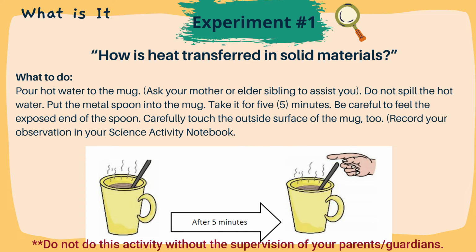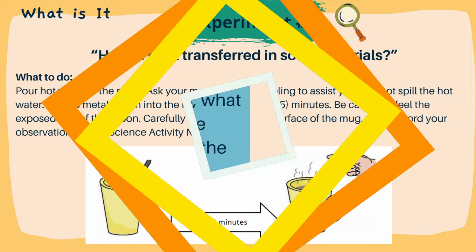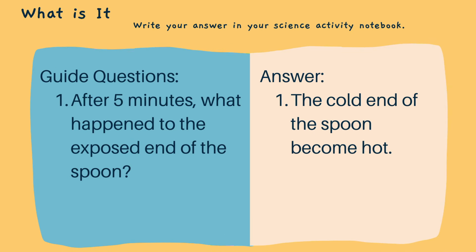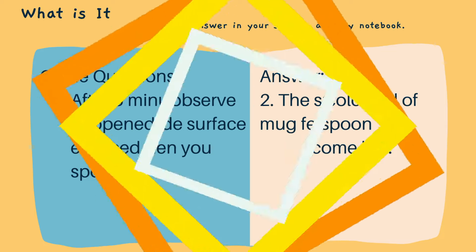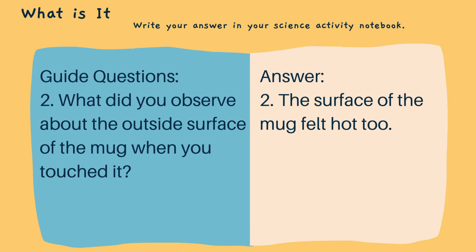Pause the video and resume after the experiment. Now let us answer the following guide questions. After 5 minutes, what happened to the exposed end of the spoon? The answer is, the cold end of the spoon became hot. What did you observe about the outside surface of the mug when you touched it? The answer is, the surface of the mug felt hot too.